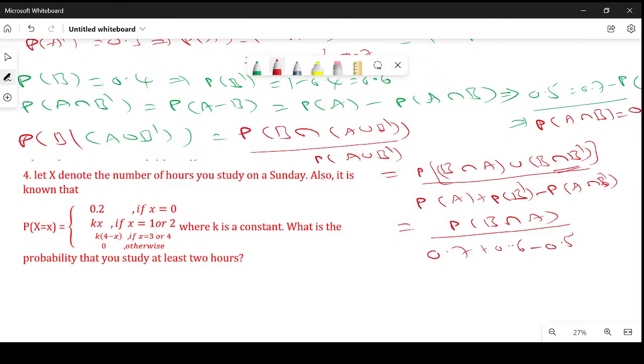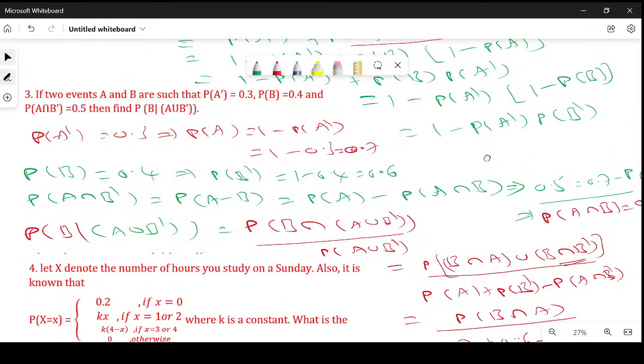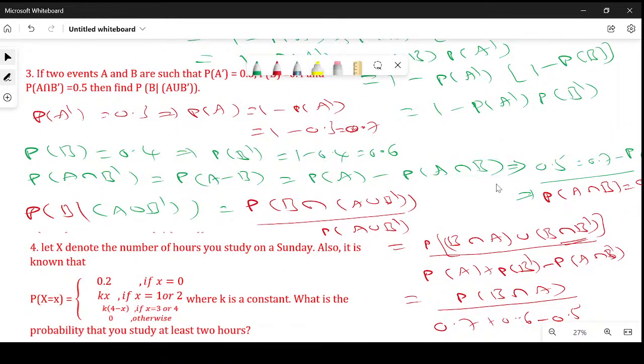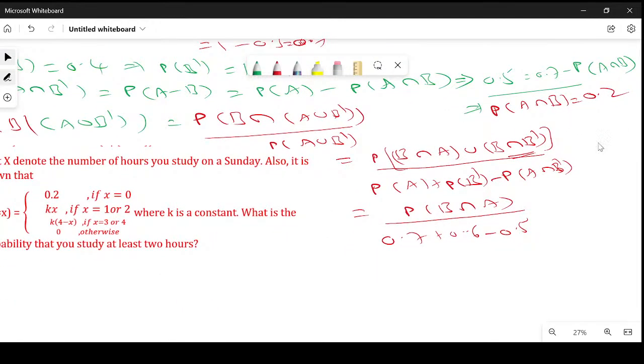In the given problem you can see what is P of A. P of A intersection B equals 0.2, we got this. Now I can simplify. The final step I can write: 0.2 divided by 0.7 plus 0.6, which is 1.3, minus 0.5, which is 0.8. So 2 by 8, which is 1 by 4. That will be the required answer.